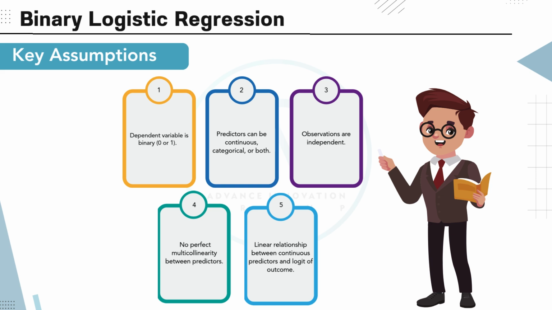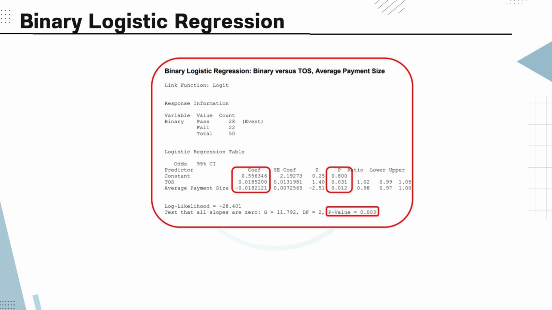In summary, if these assumptions are violated, the reliability of your logistic model may be compromised. So before fitting the model, it's a good idea to check these assumptions carefully. Let's now look at an actual example of a binary logistic regression output and understand how to interpret it step by step. Context of the analysis.